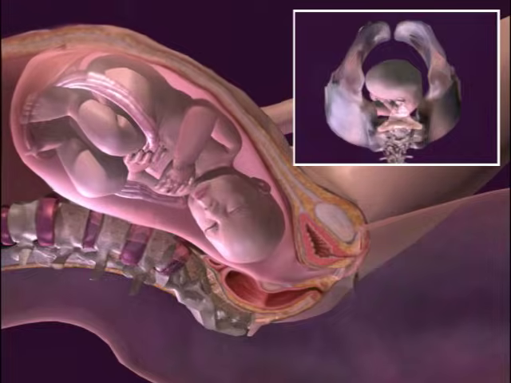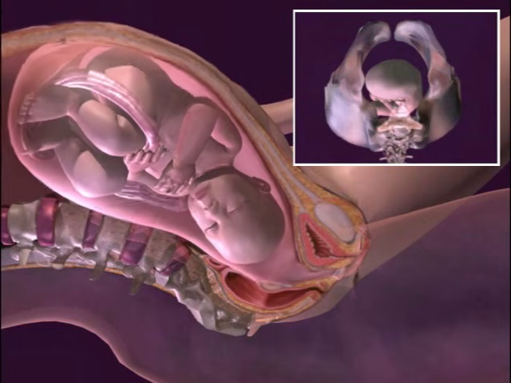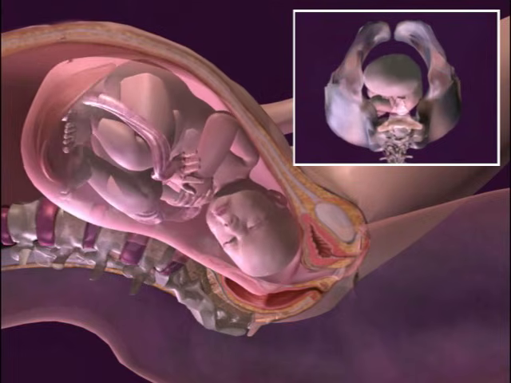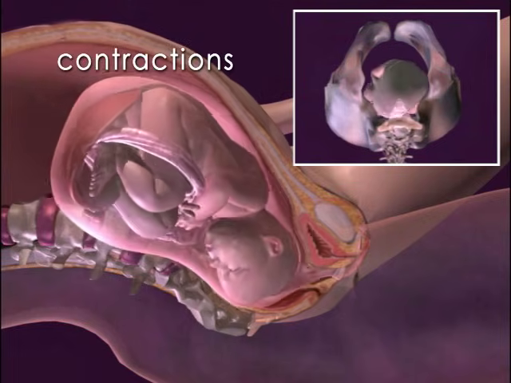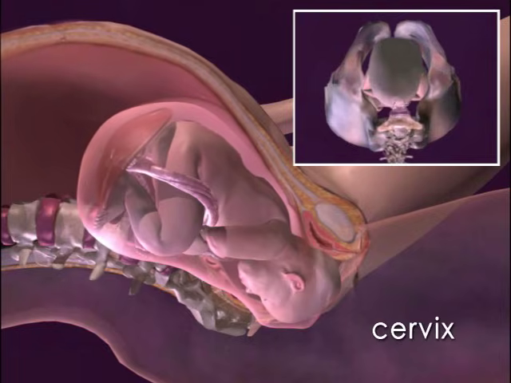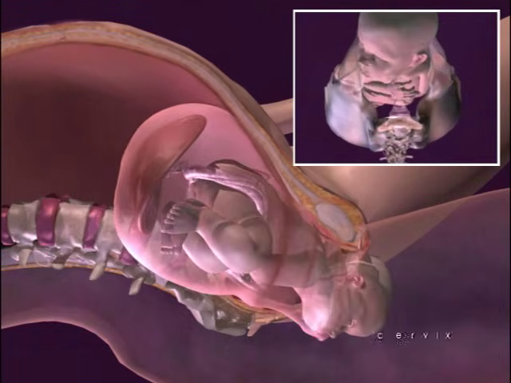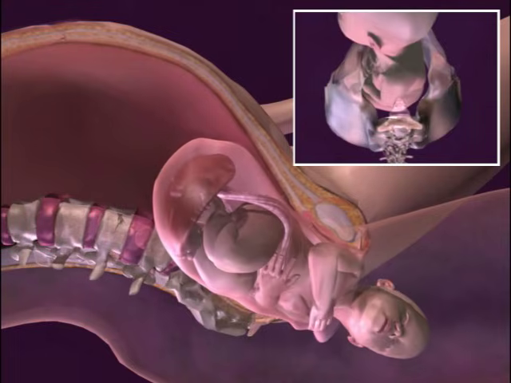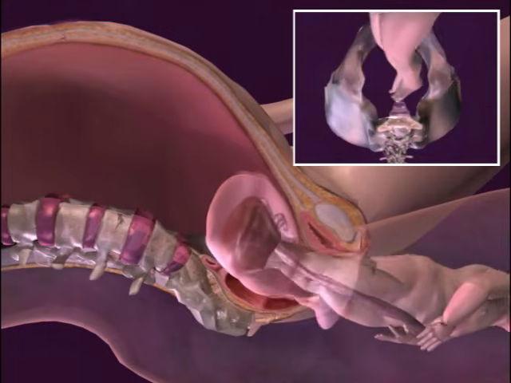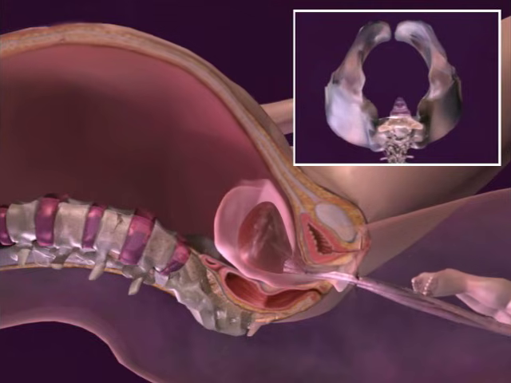The early stages of labor can last from a few hours to days. As labor progresses, contractions become stronger and closer together. When the cervix is fully dilated, or open, contractions of the uterus force the fetus headfirst into the vagina and out into the world. And a baby is born.